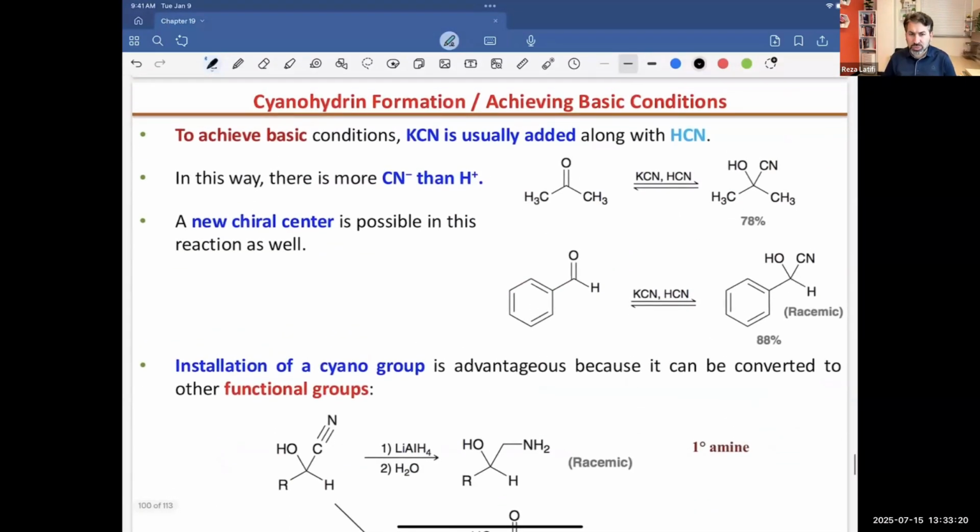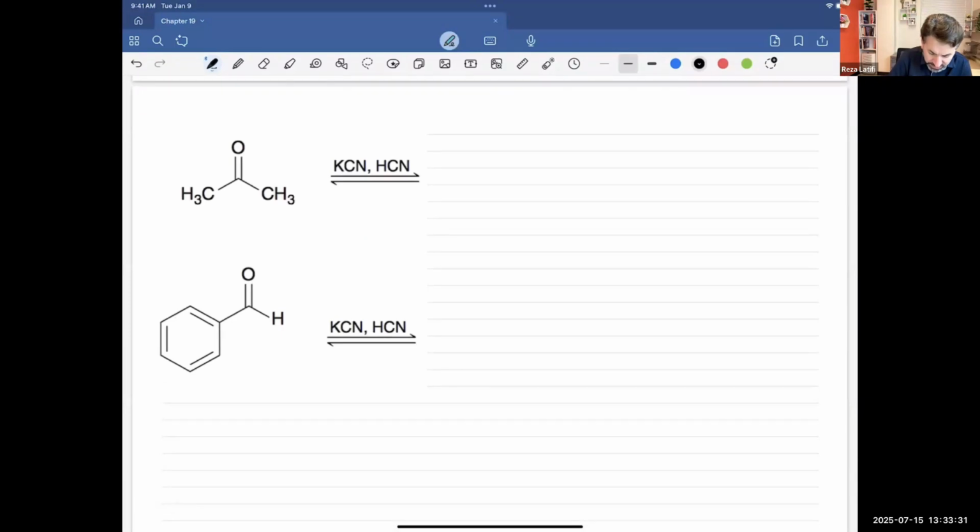Now, it depends what you start with. You might get a tertiary alcohol or a secondary alcohol plus the cyanide group. Let's practice some examples. The first one, we have a ketone. I'm going to say this one is a ketone molecule, and the next one is an aldehyde. And the reaction is going to happen in the presence of a trace of acid.